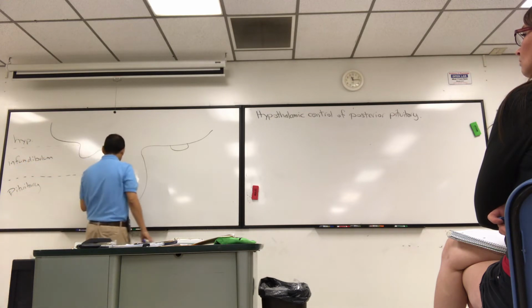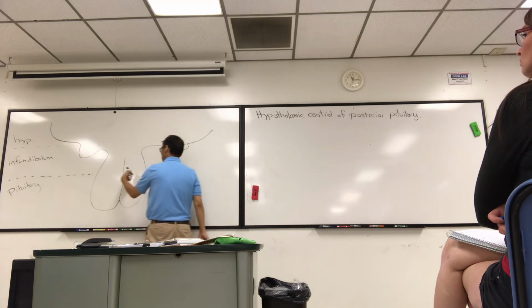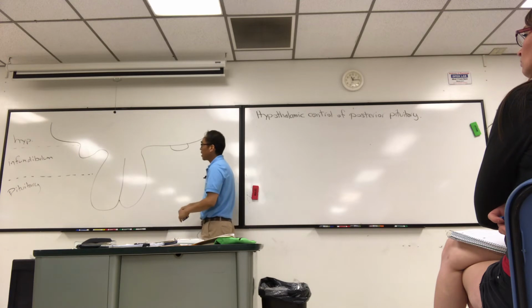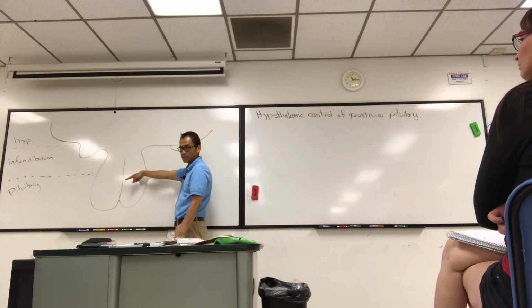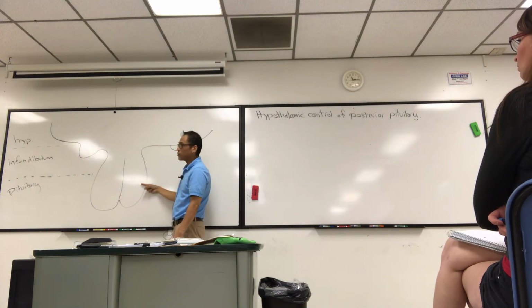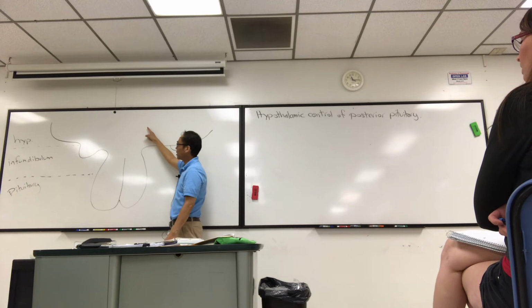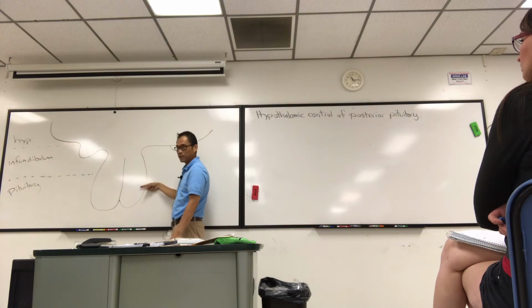So we have the anterior and posterior lobes, and we want to talk about how neurons from the hypothalamus are related to the posterior and anterior lobes. Now, the posterior lobe I always start with because it's a little easier to discuss. It's basically a straight shot of neurons secreting hormones from the posterior lobe.